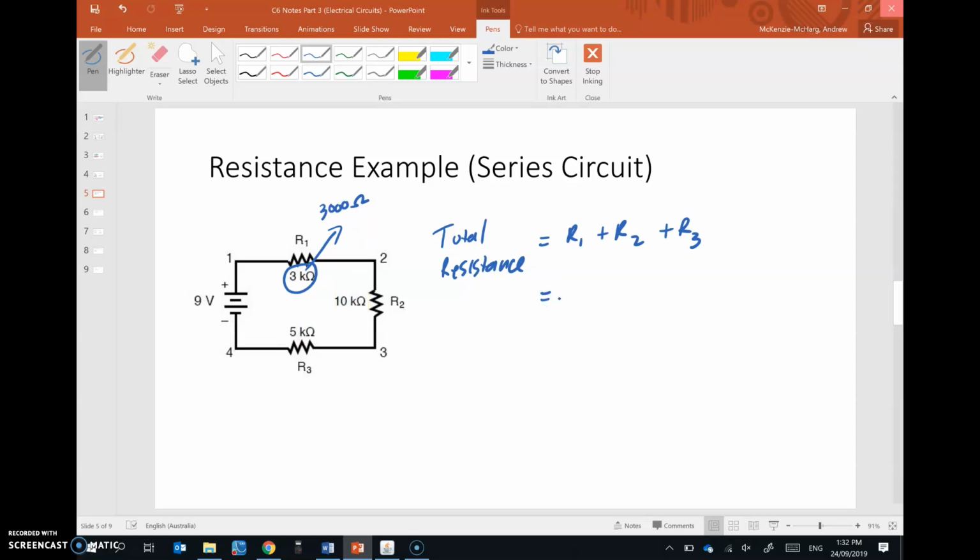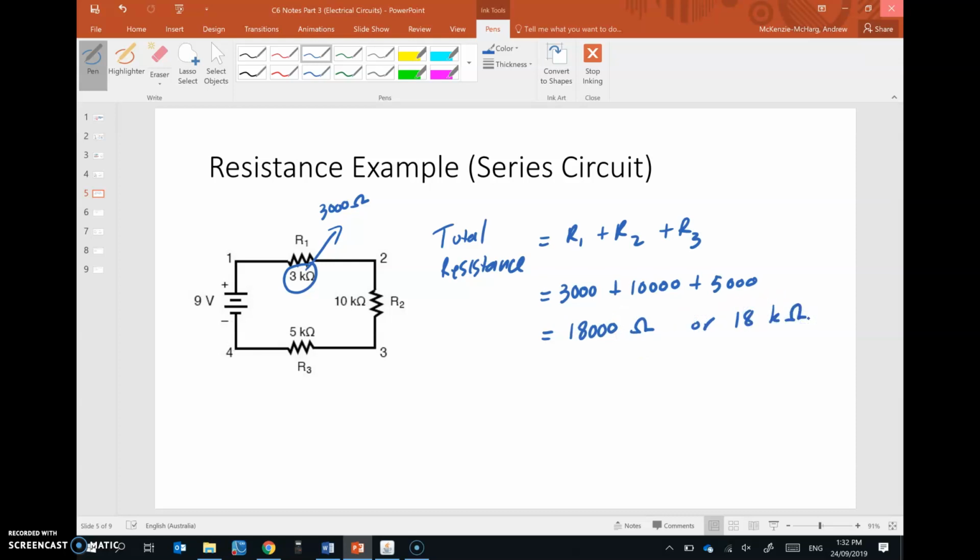Okay, so 3 kilo ohms, 3000 ohms. The next one is 10,000, and the last one is 5,000. So that means, oops, one too many zeros. That means the total resistance of this circuit is 18,000 ohms, or 18 kilo ohms as the case may be.